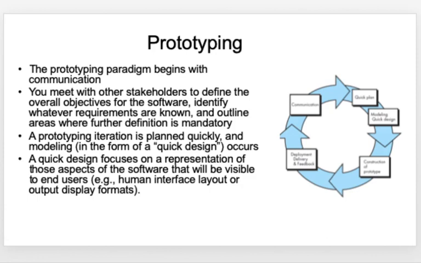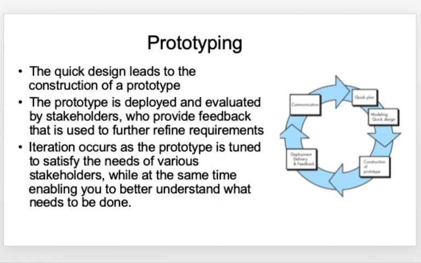So this model basically again begins with communication, where you meet stakeholders and define the overall objectives of the software. Then you have something called a prototyping iteration, where you have a quick plan and a quick design. The quick design basically focuses on the human interface layout or the output display formats and so on. Once you have the quick design, that leads to the construction of a prototype.